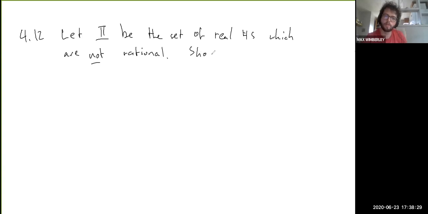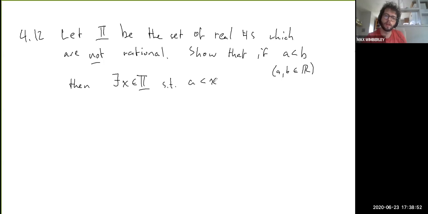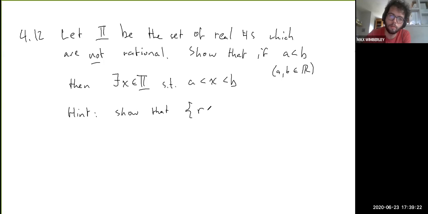Show that if A is less than B, where A and B are just any real numbers, then there exists some x in I such that A is less than x less than B. So remember there was this denseness property for the rational numbers. And it turns out that the irrational numbers have the same property. So in between any two real numbers, you can always find an irrational number. And there's a hint for this, which is to show that the set of numbers of this form, where R is a rational number, is a subset of the irrational numbers.